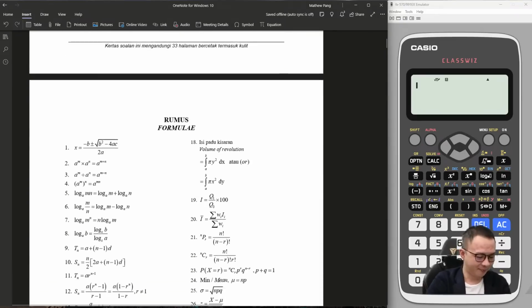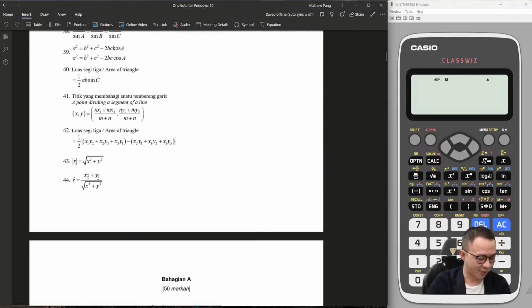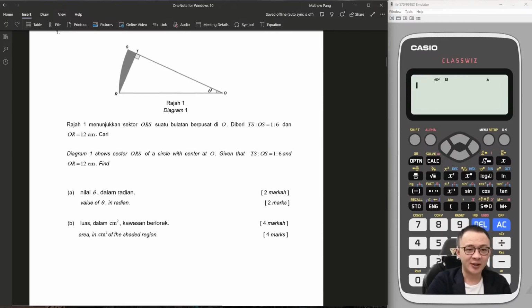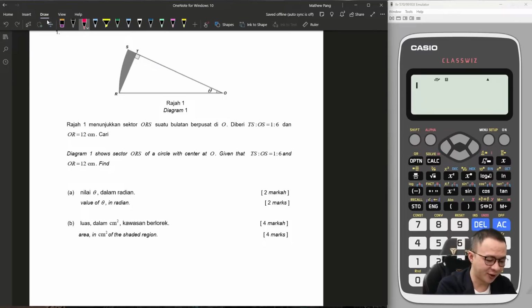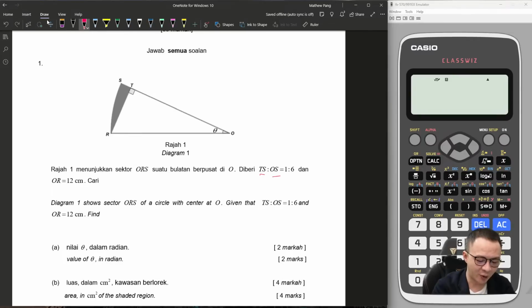All right. Okay, let's go to the Paper 2, Kelantan. This is all the formula given. Right, the first question here, they give us some ratio, so we will need to solve the ratio thingy here. TS is ratio 1 and OS is ratio 6. So this is 1, OS is 6, so this one is 5. Basically just 6 minus 1, you get 5.